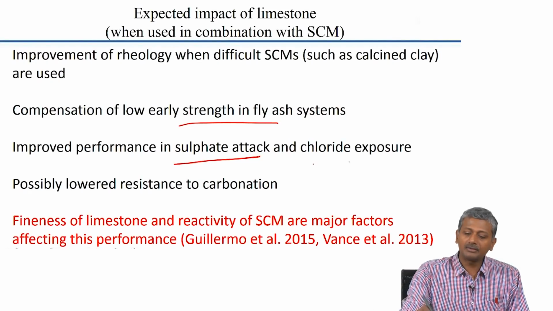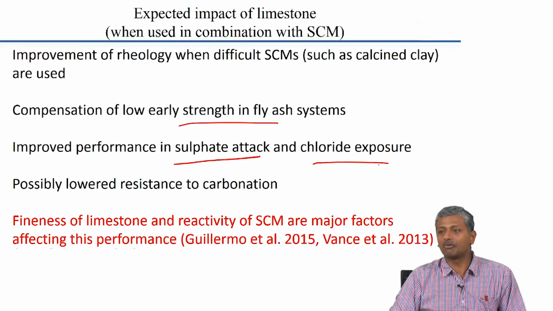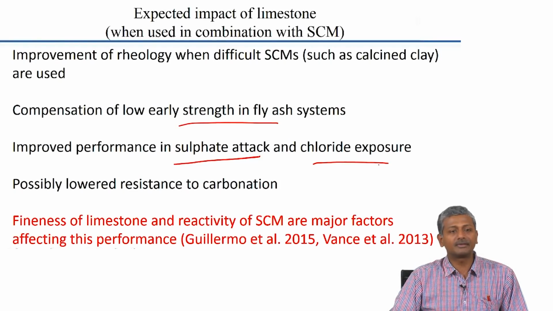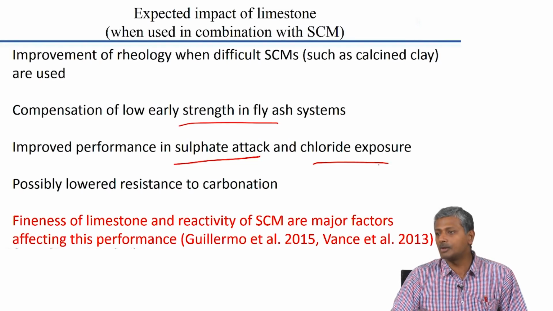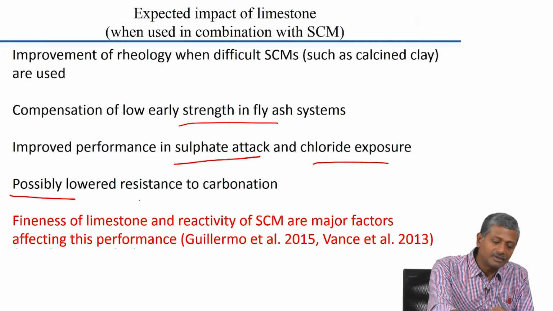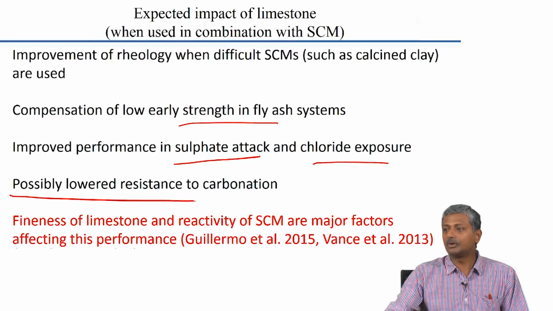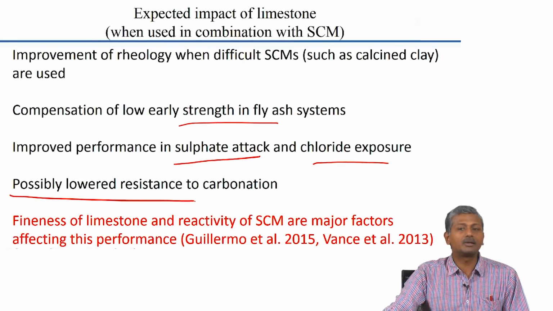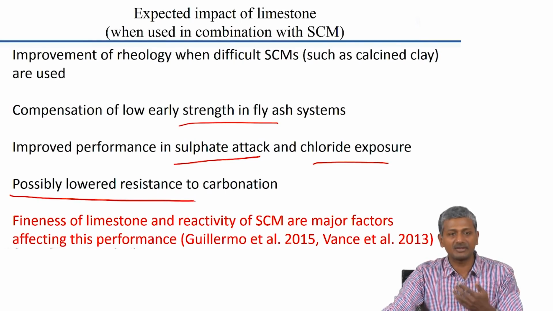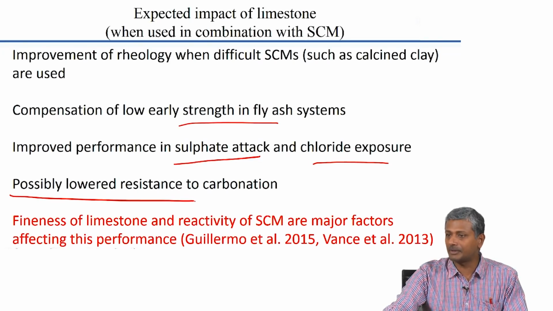Okay. And obviously chloride exposure, because you have a lot of aluminate in the system, this aluminate is going to be reacting with the chloride to form chloroaluminate phases, binding the chloride, preventing it from reaching the surface of your reinforcing steel. And definitely there is going to be a possibly lowered resistance to carbonation because your calcium hydroxide is getting consumed tremendously. So, your CSH phases will start getting attacked by the carbon dioxide.